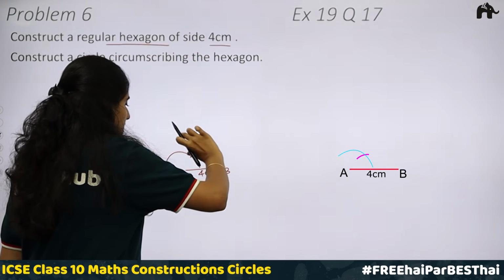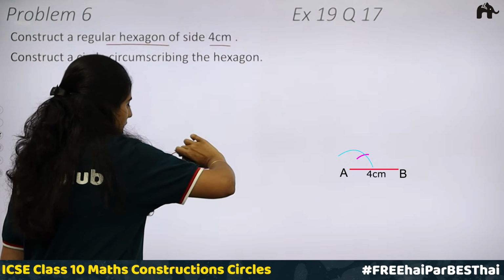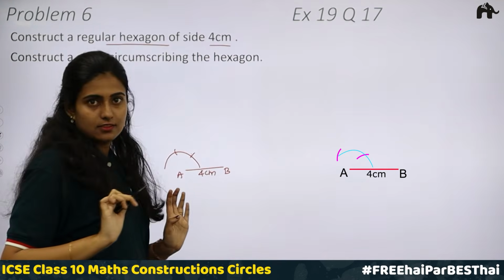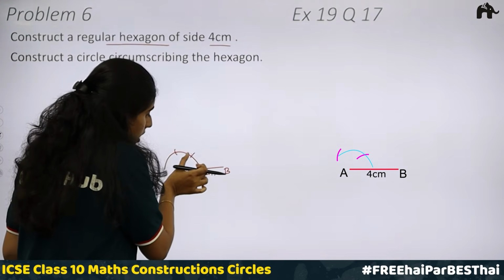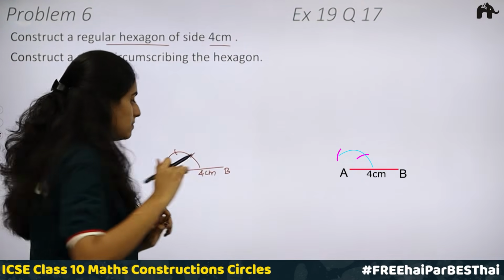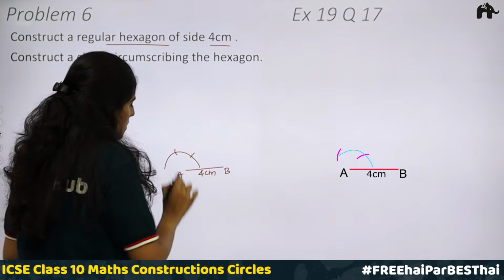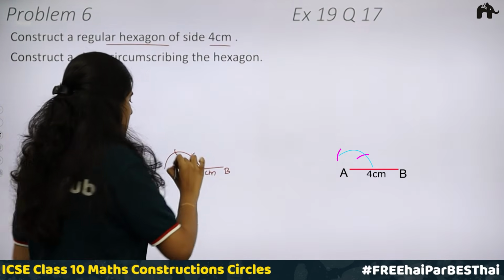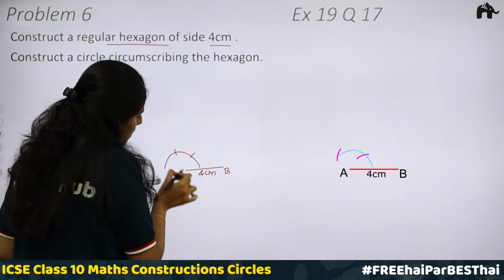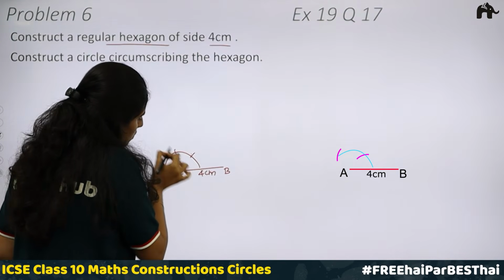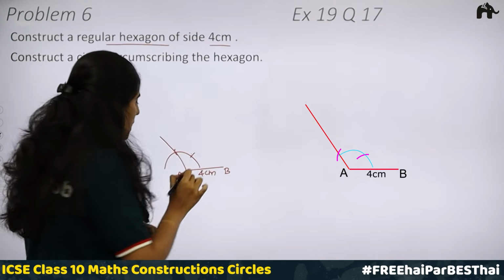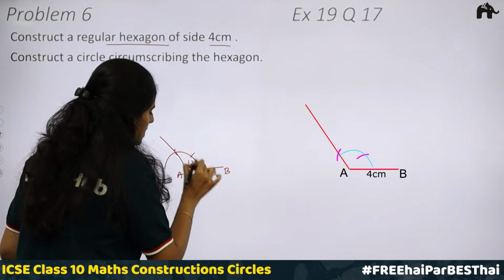Okay. Now place the compass here and draw another arc. Same measure you have to remember. You should not change the compass measure. The measure should be same. So we got another arc. So this line which I will be drawing from A to this arc, okay, makes an angle 120 degrees.